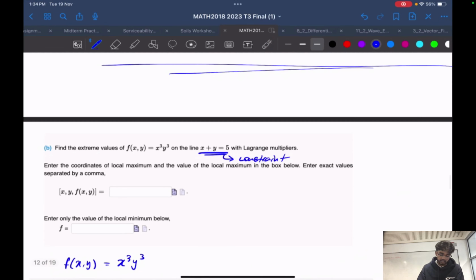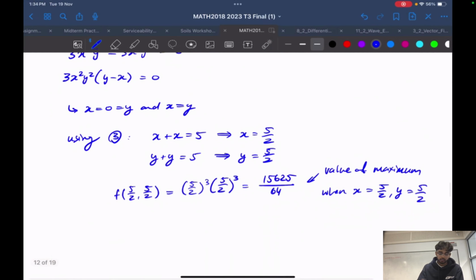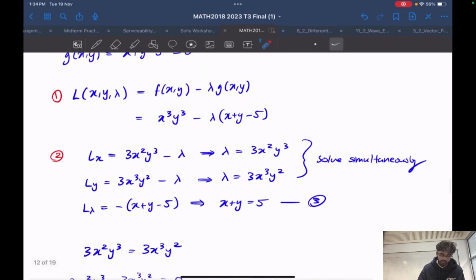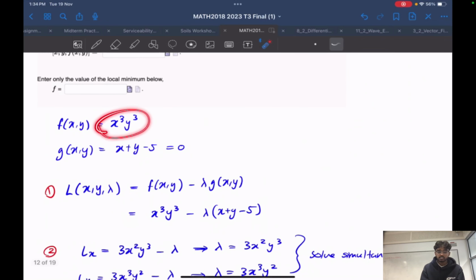But the second part is asking to enter the only value of the local minimum. And one thing to note, if we let x is equal to y, this can't ever be negative, if that makes sense. This function f(x,y) can't ever be negative.